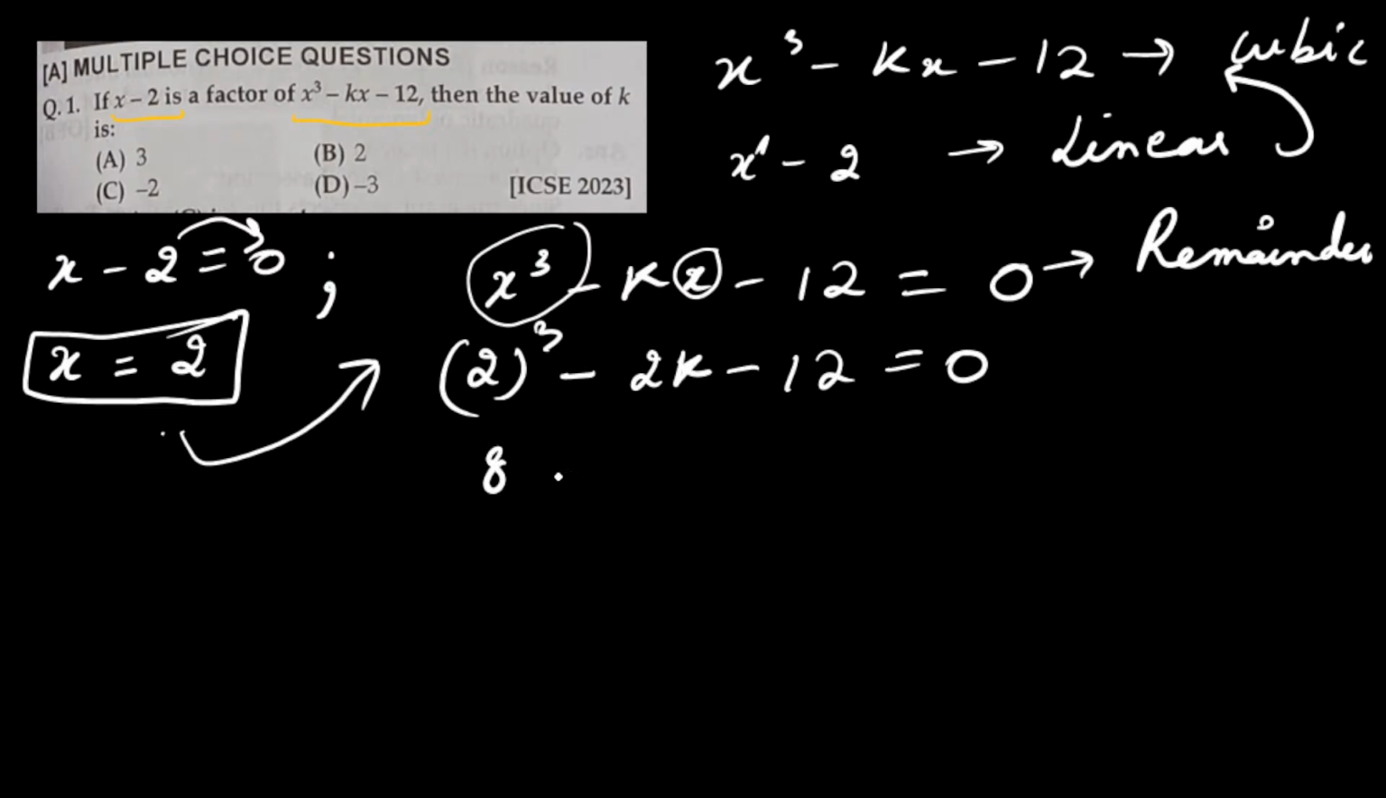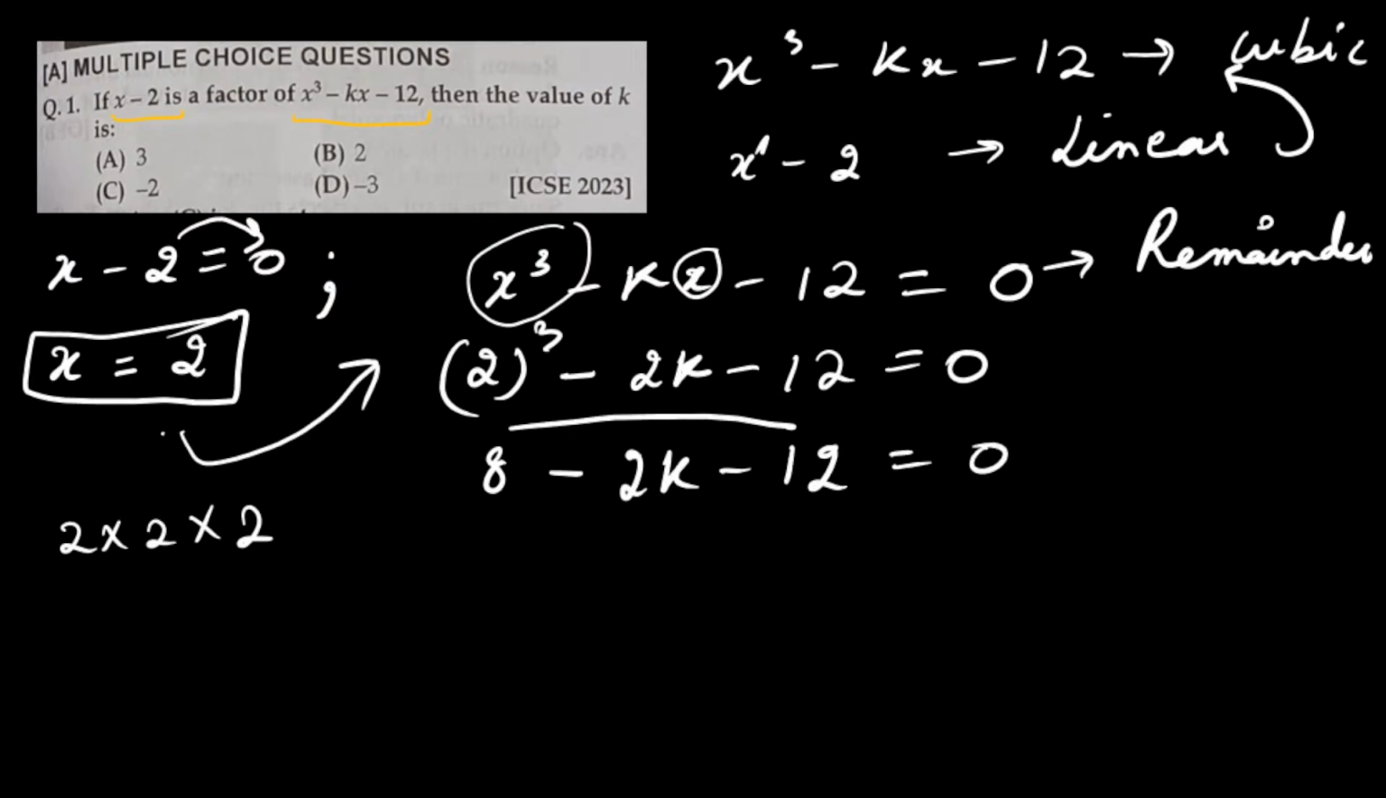So this is 8: 2 into 2 into 2, 2's cube. Don't multiply 2 with 3. Some students will do that also. This is cube. Minus 2k minus 12, like terms we can simplify. So 8 and minus 12 are like terms. So minus 2k, 8 minus 12: plus minus minus, the sign of the greater number. So this is minus 4 is equals to 0.